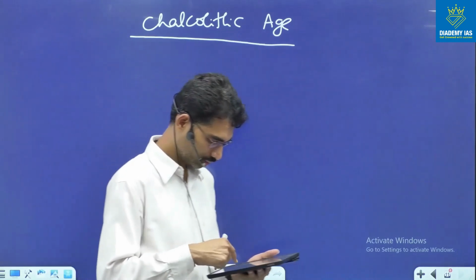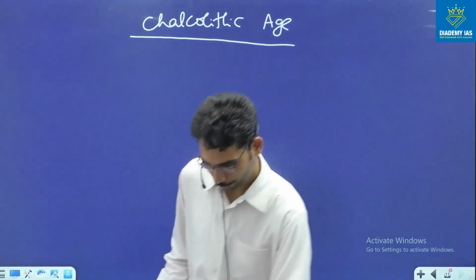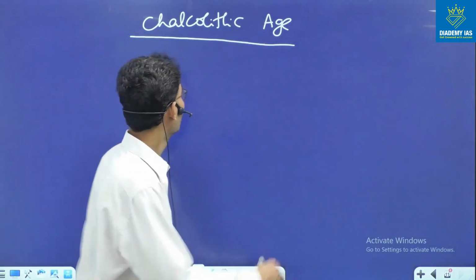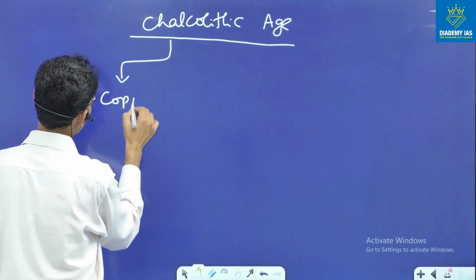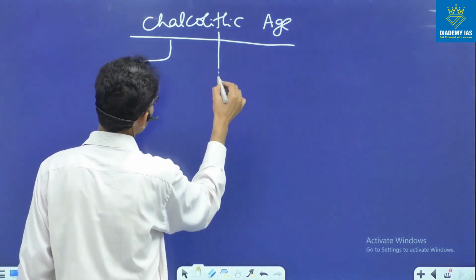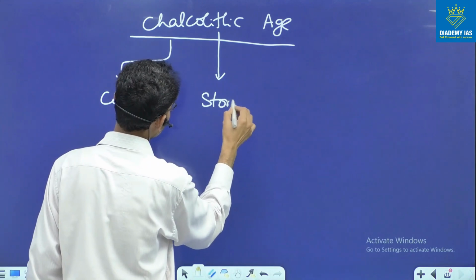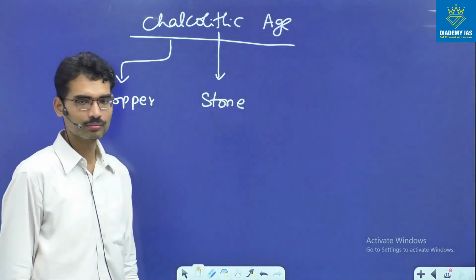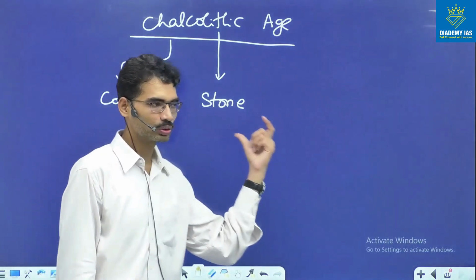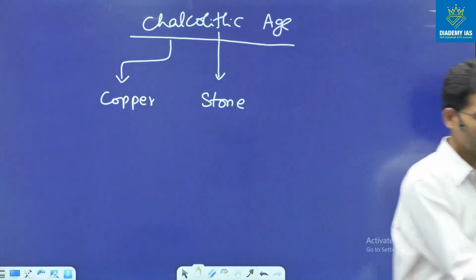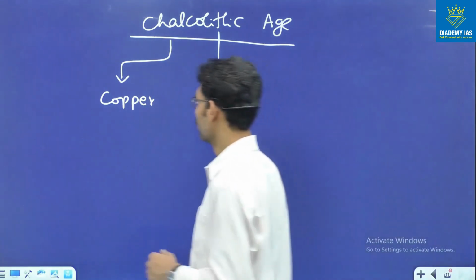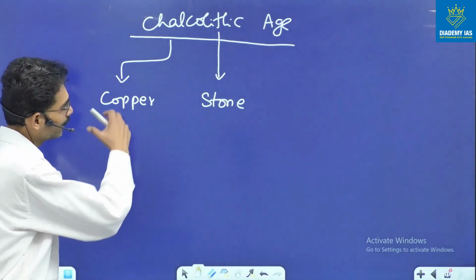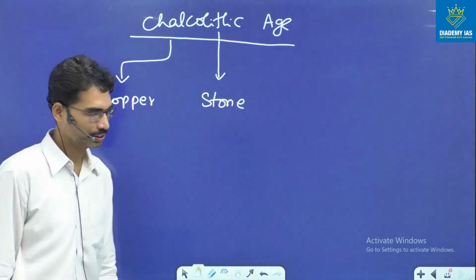Chalcolithic age, just you give here. Chalco means copper, lithic means stone. Copper plus stone combination people started using. This is the continuation of the Neolithic age.